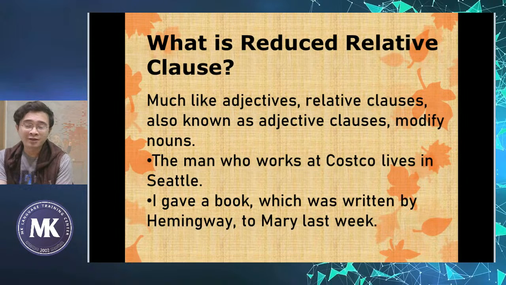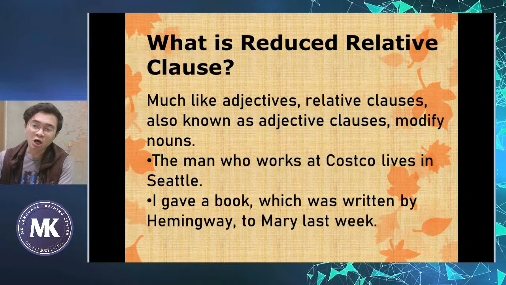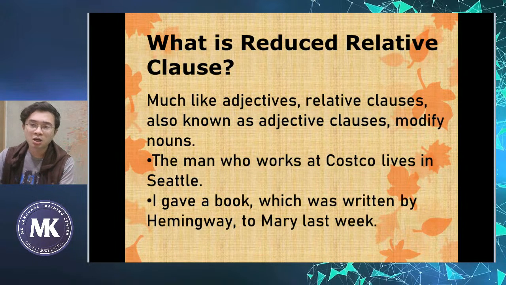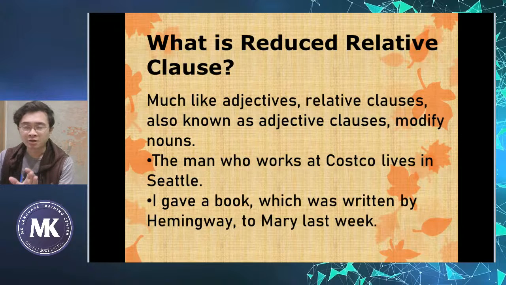And then we have another sentence here. I give a book, comma, which was written by Hemingway, comma, to Mary last week. As you notice, we have commas in this sentence. Our relative clause here is which was written by Hemingway. Why do we need to put commas here, but in the first sentence there's no comma? There's a simple rule with that one.